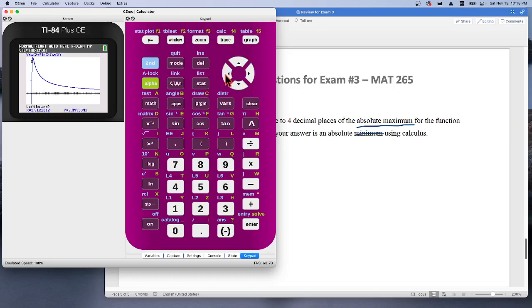So we've got to be to the left of the maximum. That's slightly to the left. Enter. And then we've got to be to the right. So I'll go a little bit more. And then we enter our guess, and we're going to see that the maximum occurs at 1.8221 with a value of 2.7.